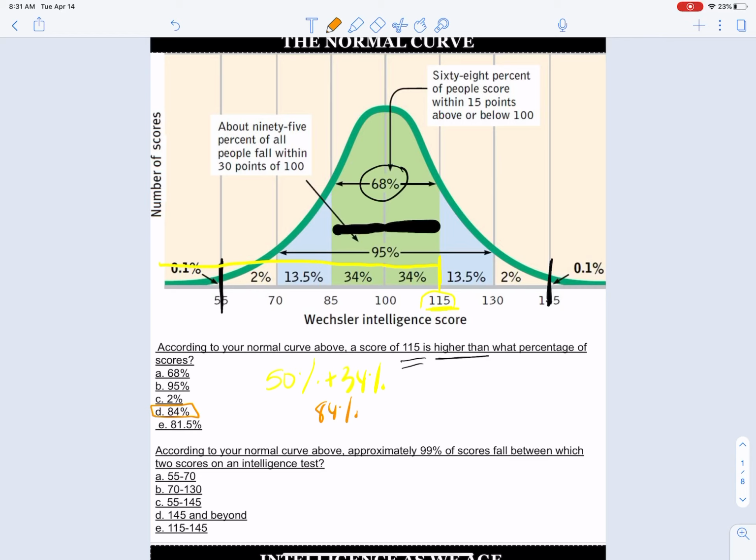So if you have a score of 115, you have a score that is higher than 84% of the population. According to the normal curve above, approximately 99% of the scores fall between which two scores on an intelligence test? Like I just said, we have between 55 and 145. That represents about 99% of the population. So that would be letter C. And then the additional 1% of the population lies to the left and right, over 3 standard deviations from the mean, median, and mode. Okay?